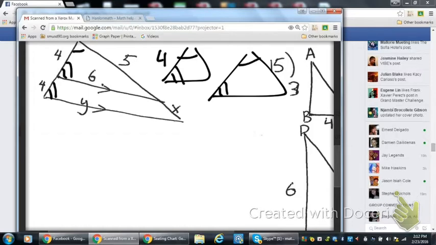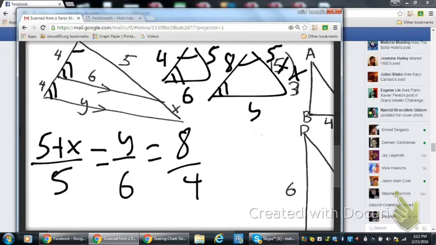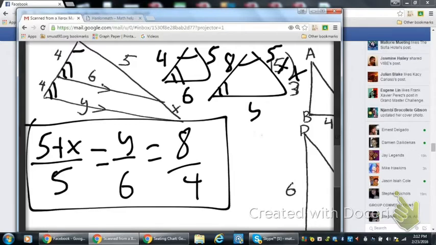This is 4. This is 5. This is 6. This is 8. This is y, 5 plus x. Hard to see, but they're similar by angle, angle. Think proportions. 5 plus x over 5 equals y over 6 equals 8 over 4, right? And we're going to work on that, but this is your setup, and in my opinion, the most important step. Notice how the triangle is right. I separated them, okay?